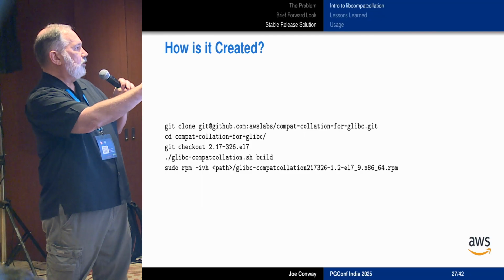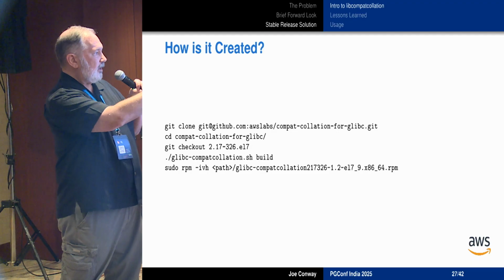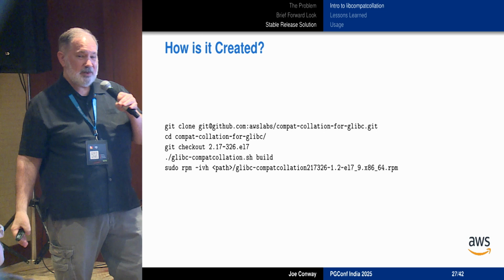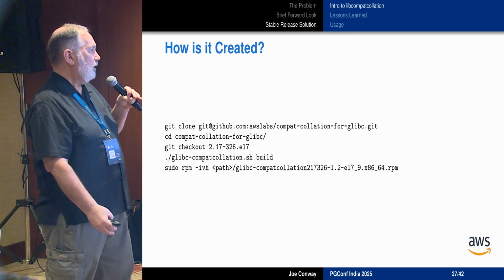All right, so this is how you'd create it. You clone this repo, you change into the directory, you check out the appropriate branch. Like I said, right now there's just two of them that are supported. There's no reason we couldn't create others. There's just not been a particular need for it so far.